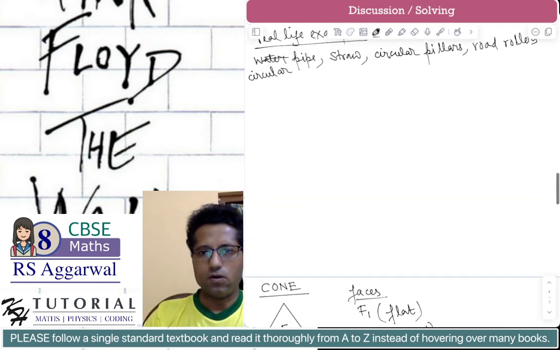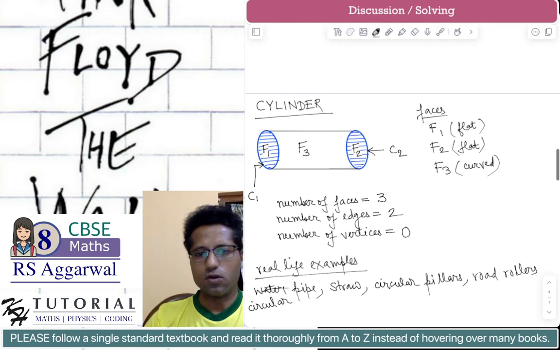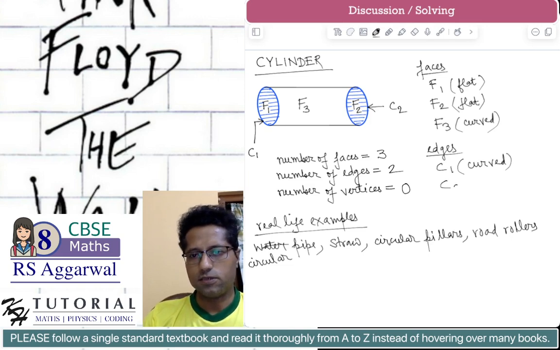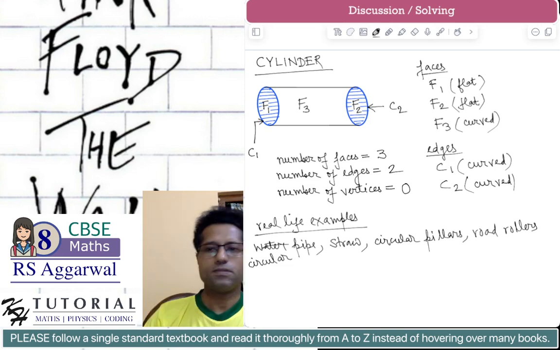I'm sorry, I forgot to write the edges for the cylinder. The edges are C1, which is curved, and there is another edge C2, which is also curved, and of course there are no vertices.